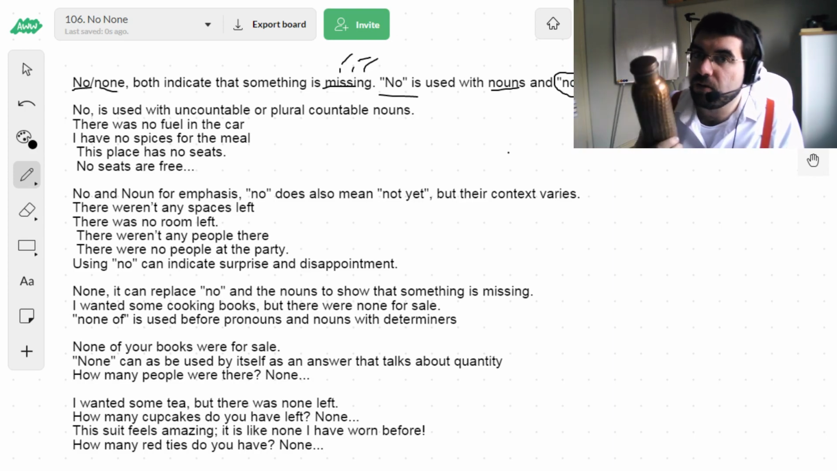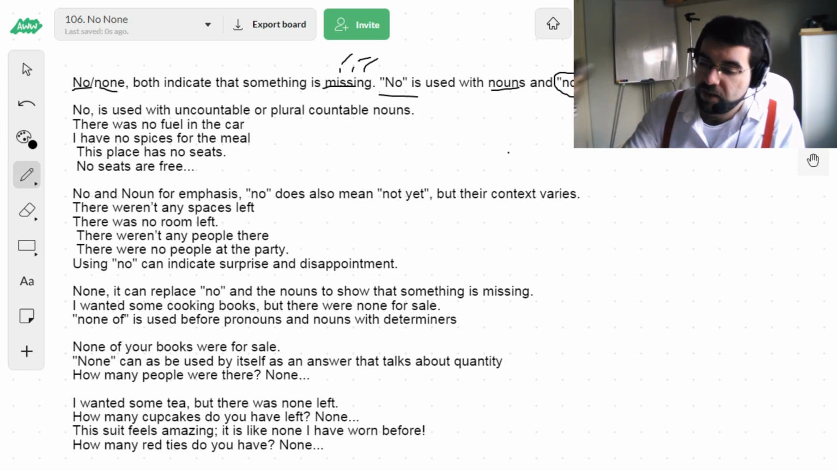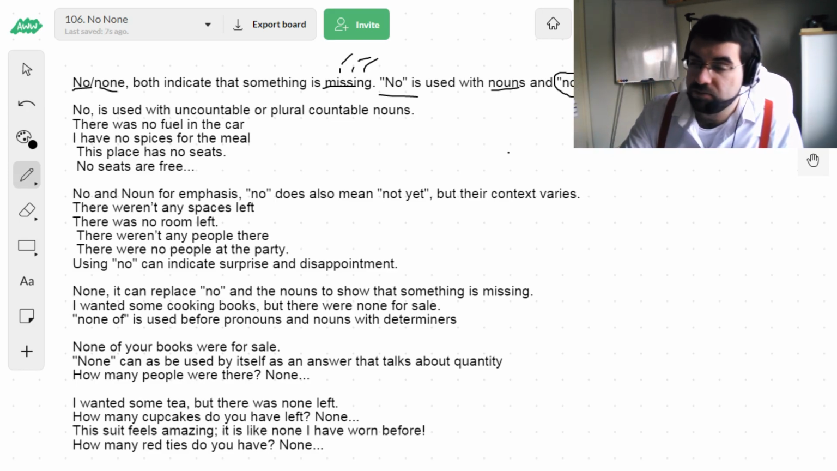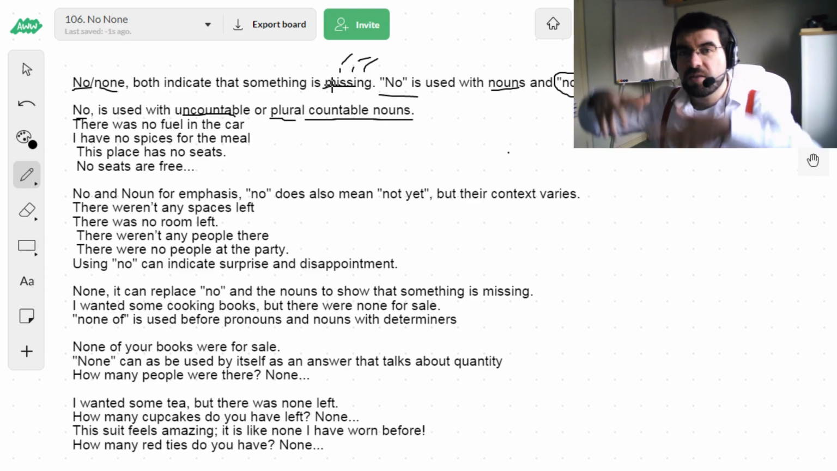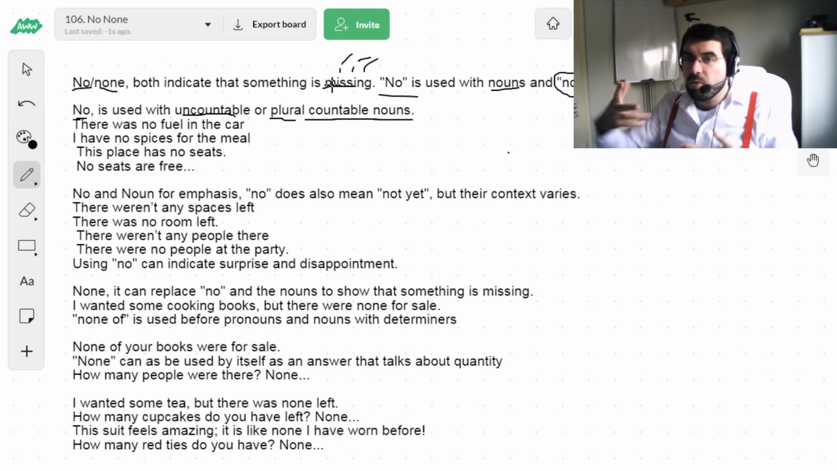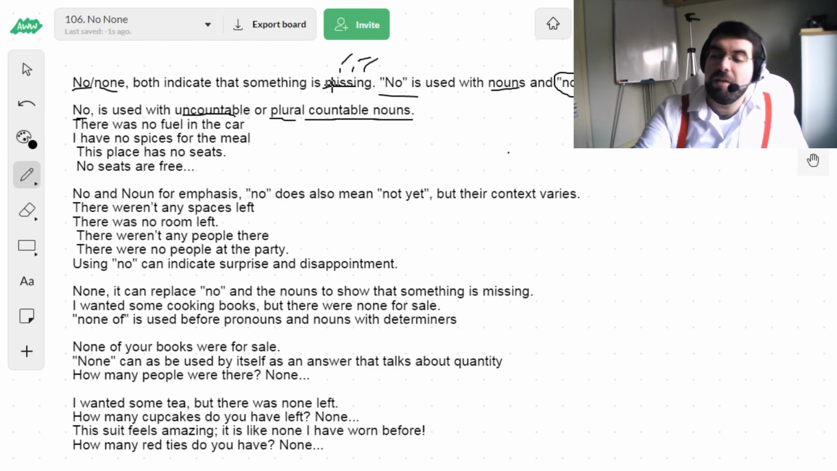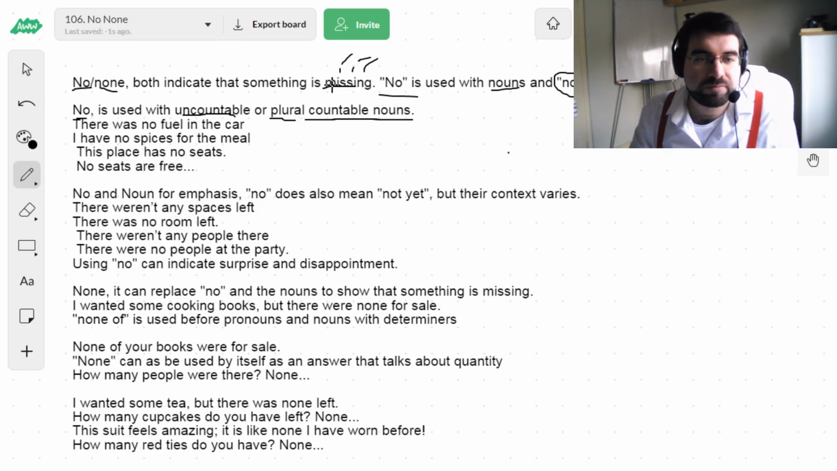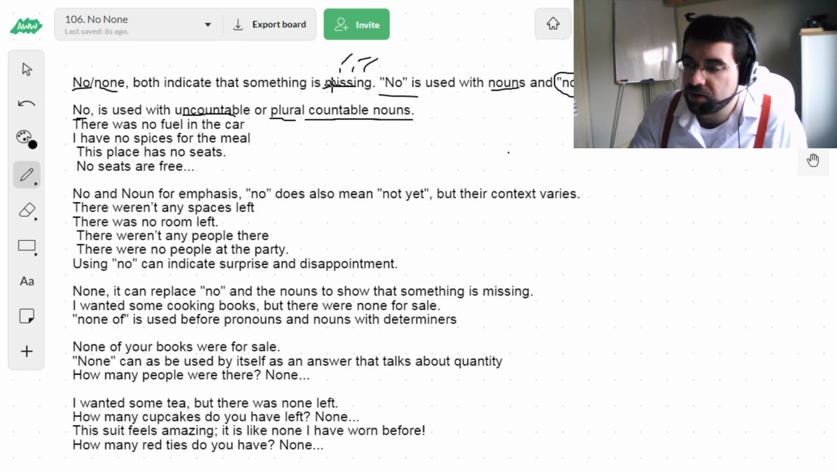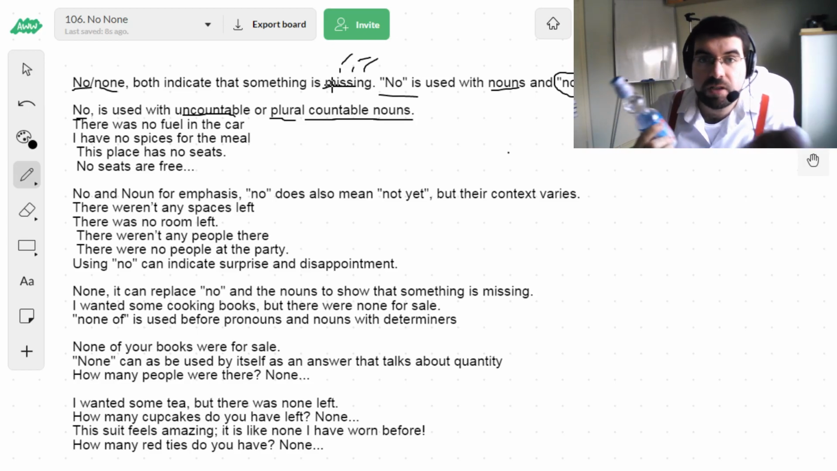So no, noun, and non, something. I have no bottle or no water in the bottle. There's none left. No is used with uncountable or plural countable nouns. So uncountable, you can't count it. Water, I have no water. Lemonade, I have no lemonade. Or plural countable nouns. I have no bottles.